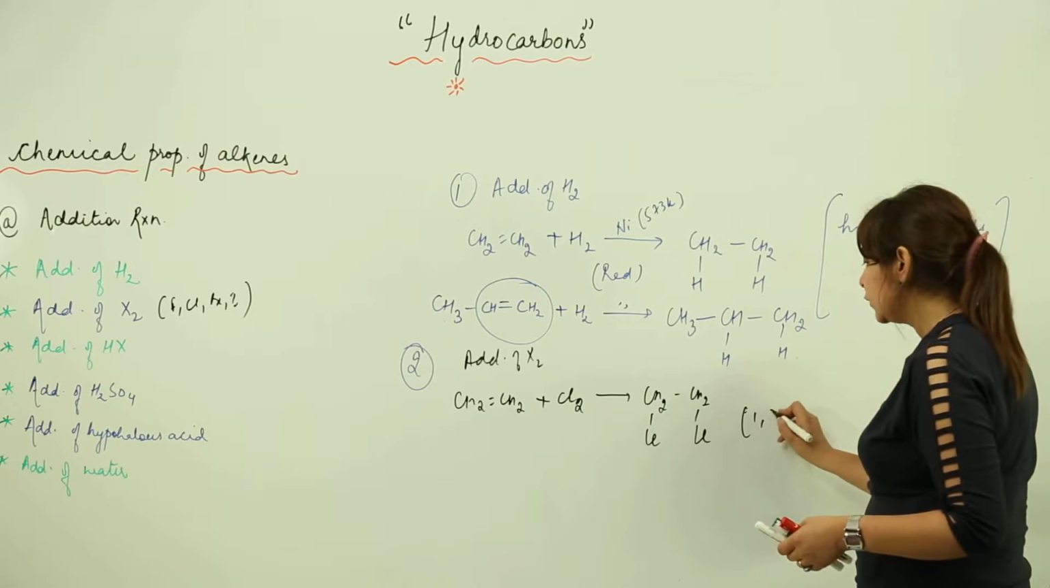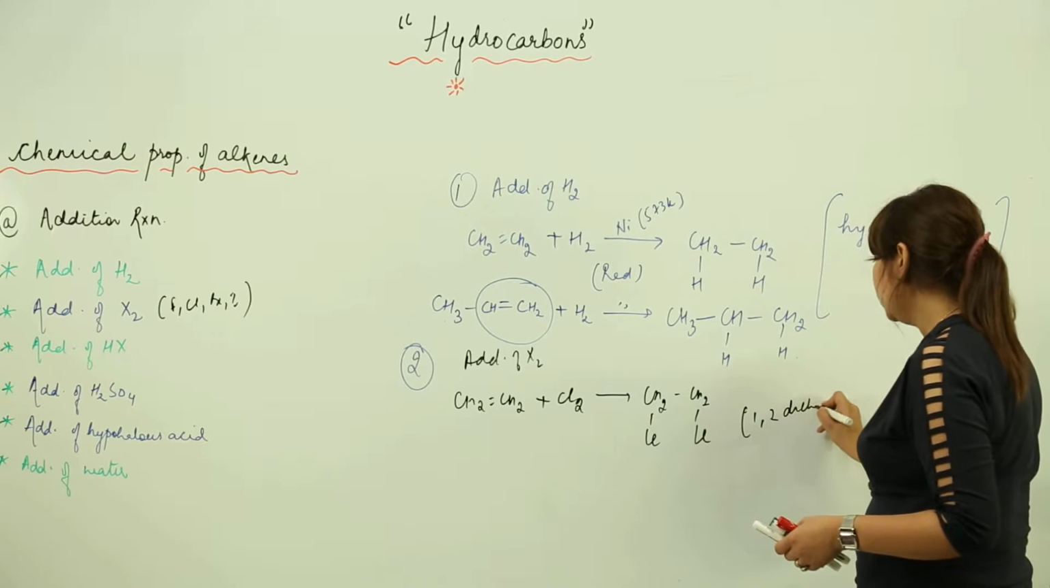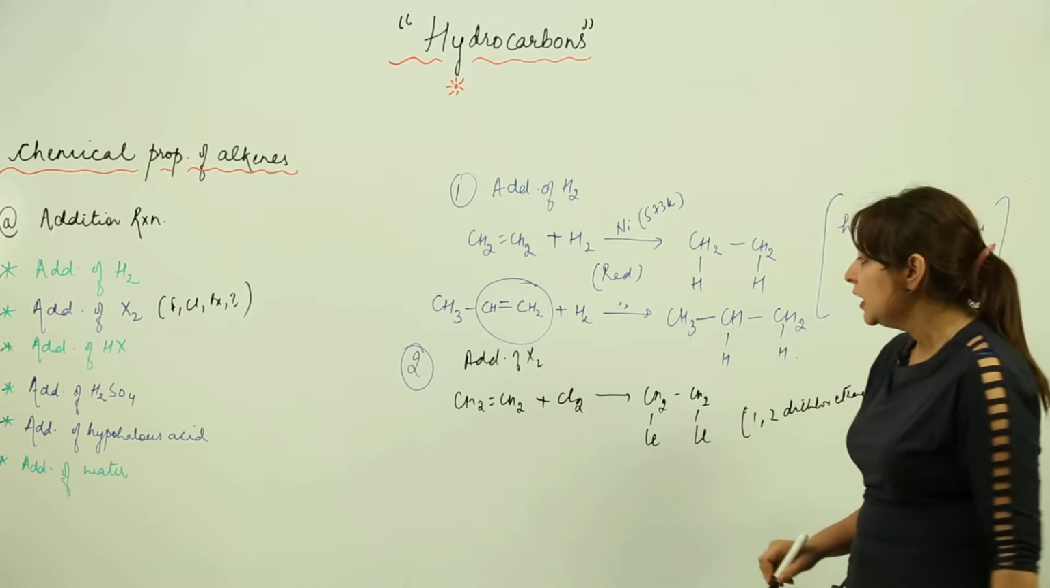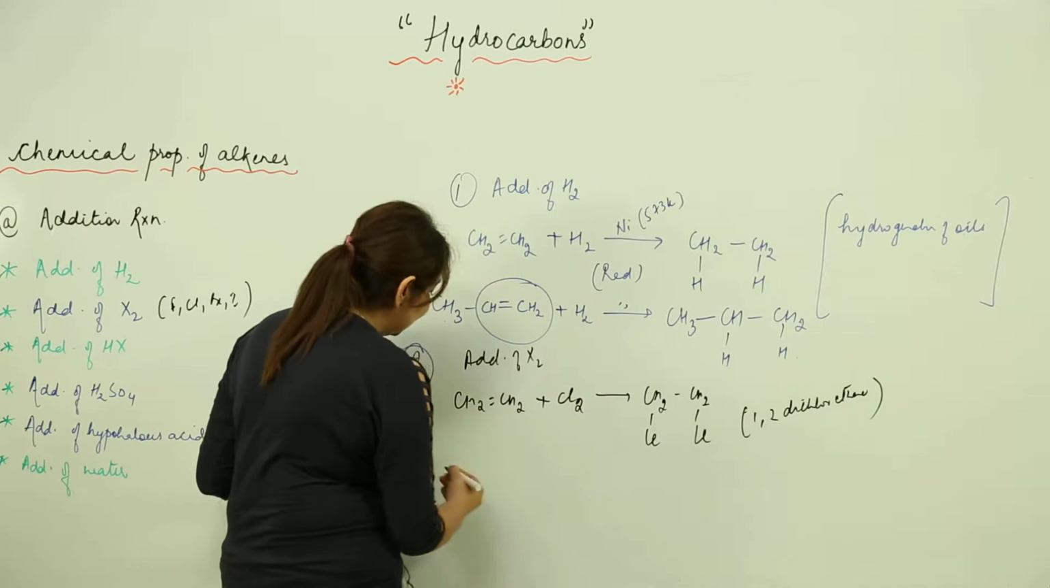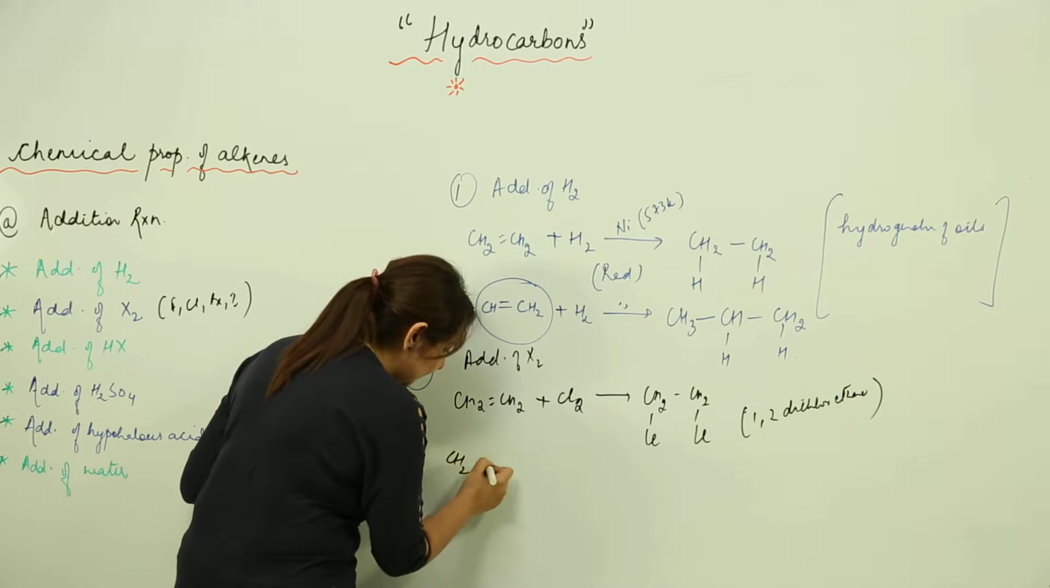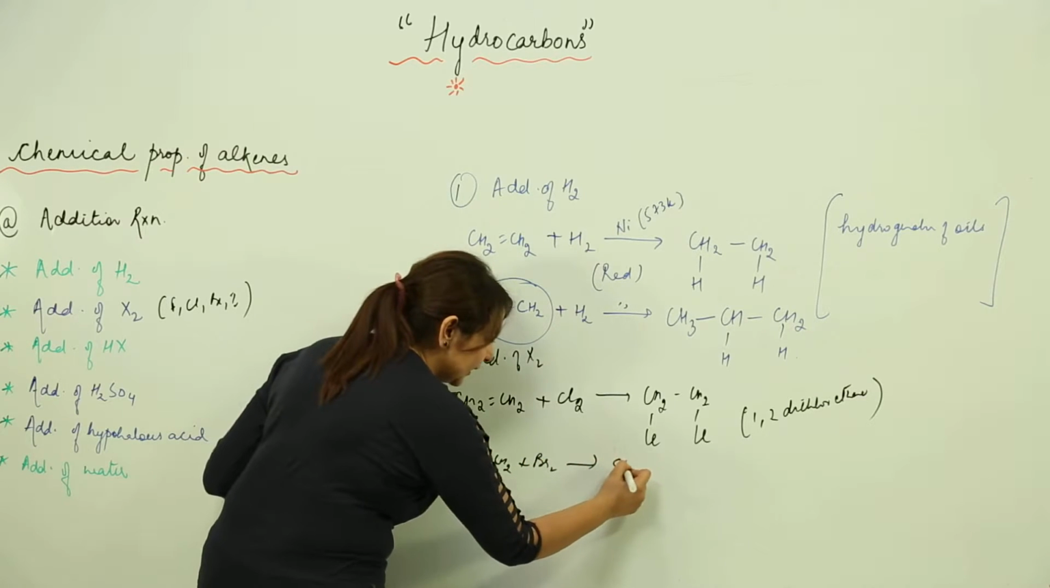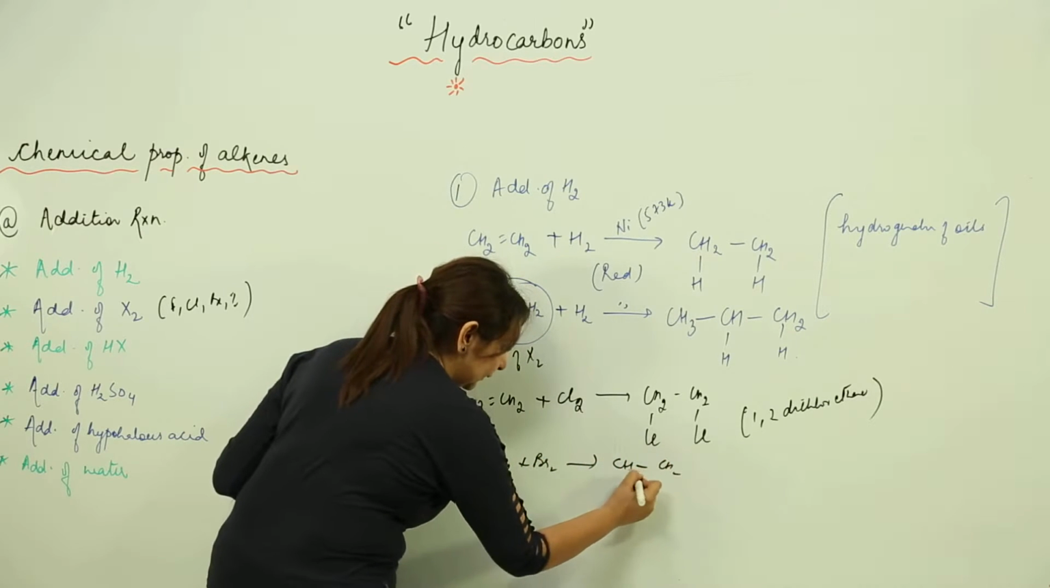What is it? It is 1,2-dichloroethane. You all know how to write the IUPAC names now. Suppose I am going to add bromine now, so let's say this is my CH2, my ethene. I am going to add bromine. So obviously the reaction will occur in a similar manner.